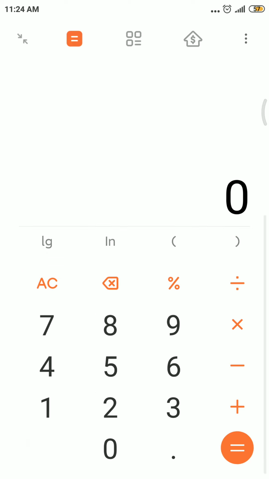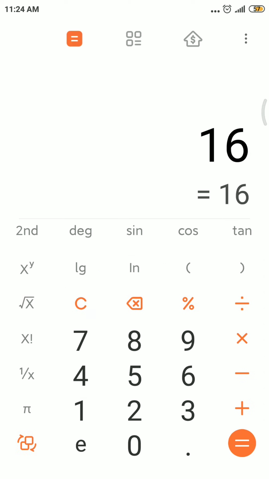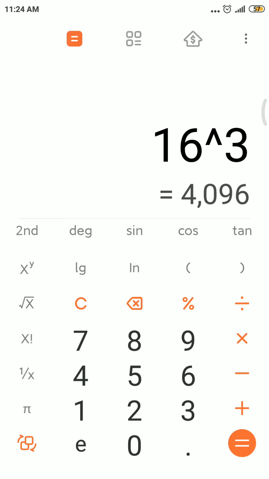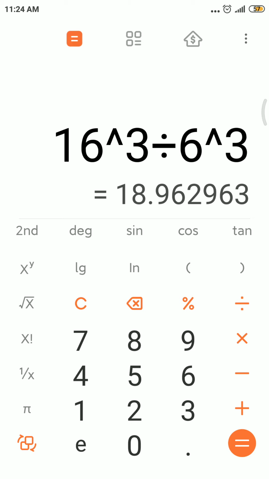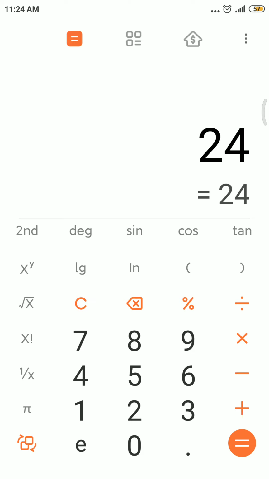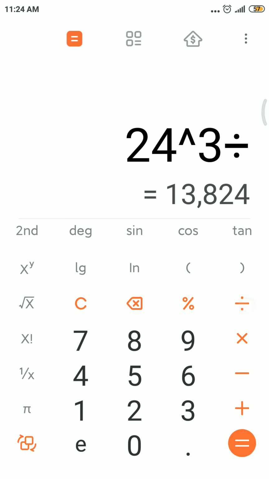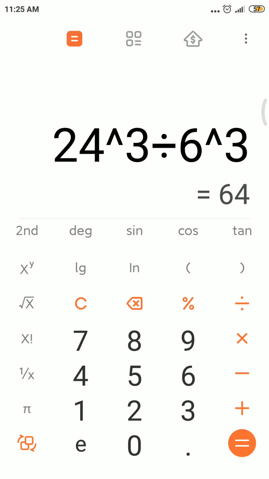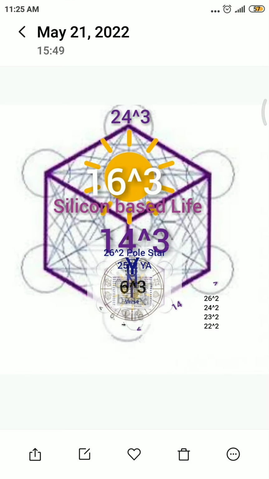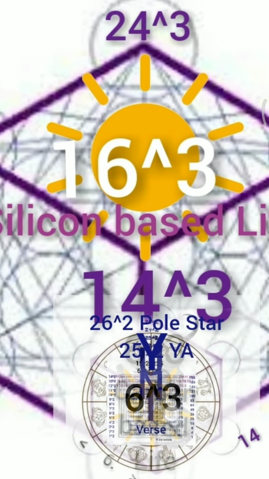If you take 16 cube, that is 4096, divided by 6 cube, a minimum of 18 such worlds can be fit into 16 cube itself. But on the other hand, if you take the total of 24 cube and divide it by 6 cube, 64 such cubes can be fit into 24 cube.